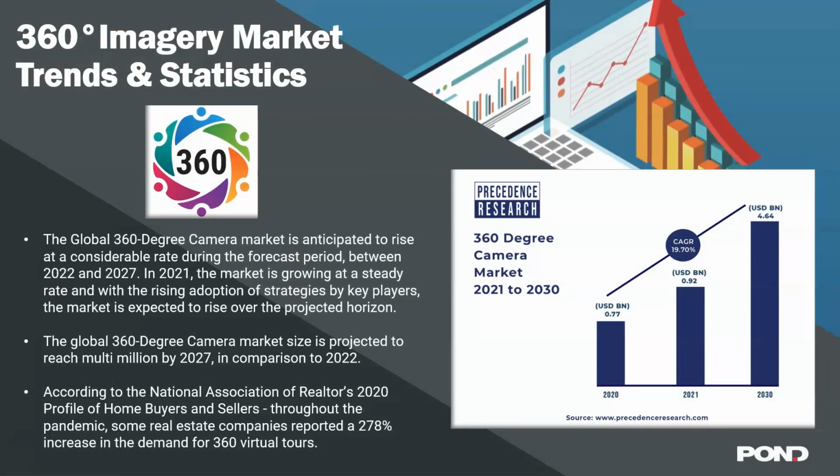So, 360 imagery market trends and statistics. The global 360-degree camera market is anticipated to rise at a considerable rate during the forecast period between 2022 and 2027. In 2021, the market is growing at a steady rate, and with the rising adoption of strategies by key players, the market is expected to rise over the projected horizon. The global 360-degree camera market size is projected to reach multi-million by 2027 in comparison to 2022. According to the National Association of Realtors 2021 profile of home buyers and sellers, throughout the pandemic some real estate companies reported a 278% increase in demand for 360 virtual tours. Here you can see the estimate for 2030 of USD 4.64.